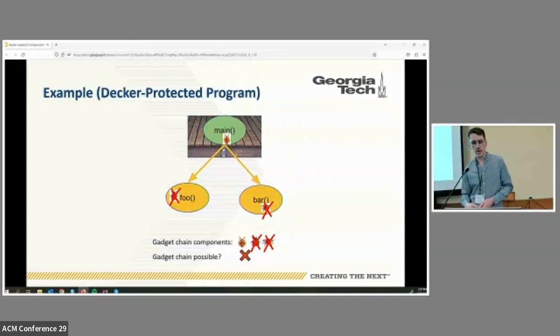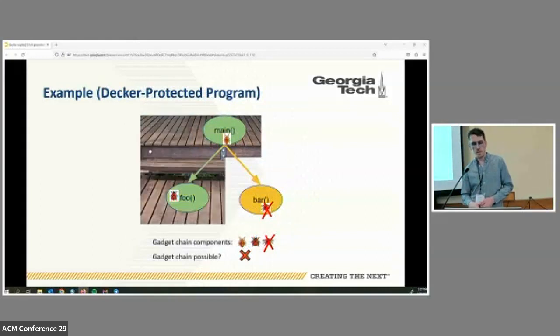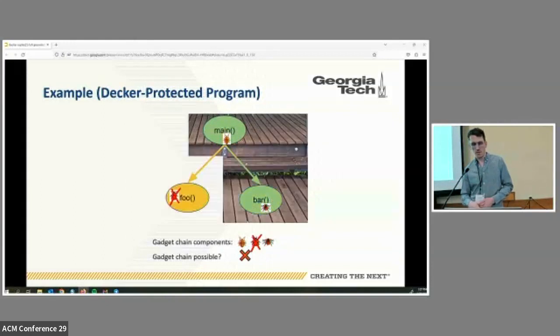For example, when only main is active, 2 of the gadgets are removed by Decker, so this gadget chain is infeasible. Similarly, in this scenario, foo is activated but not bar. And lastly, here bar is activated but not foo. So under none of the scenarios will gadgets in foo and bar be simultaneously active, hence the gadget chain is infeasible. And as we will show in the evaluation, this approach is effective in practice in undercutting gadget chains.